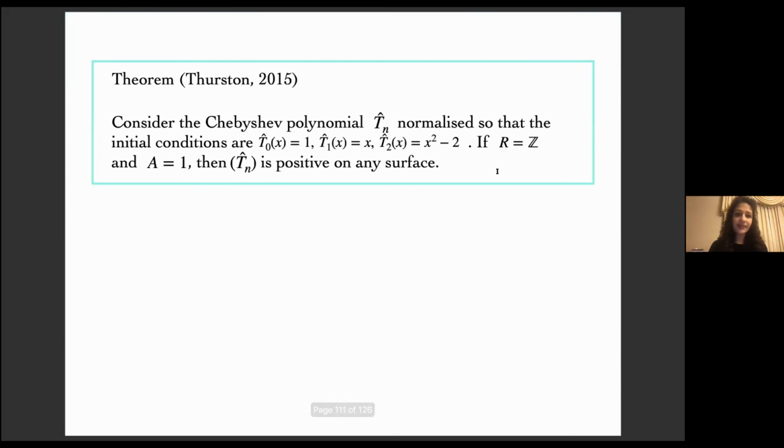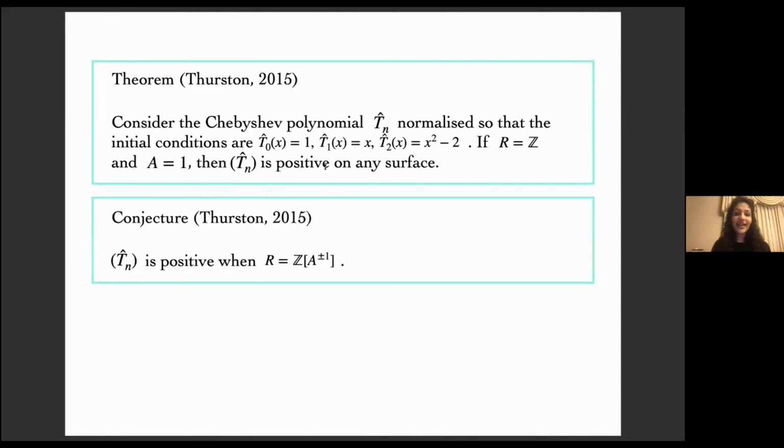And to this end, Dylan Thurston in 2015 proved the following. He considered a normalized version of the Chebyshev polynomials of the first kind. So he just tweaked the initial conditions a little bit, but the recursive relation remains the same. And he said that if R is the ring of integers and A is 1, then this sequence of Chebyshev polynomials is positive on any surface.